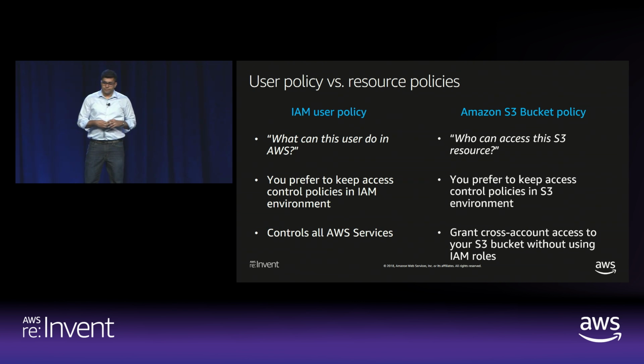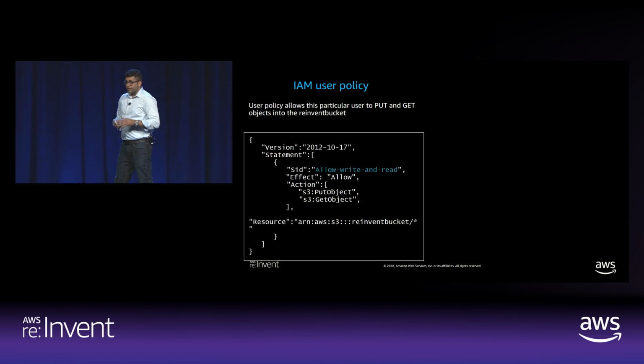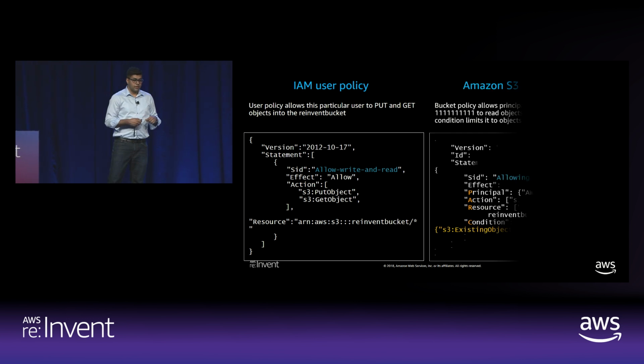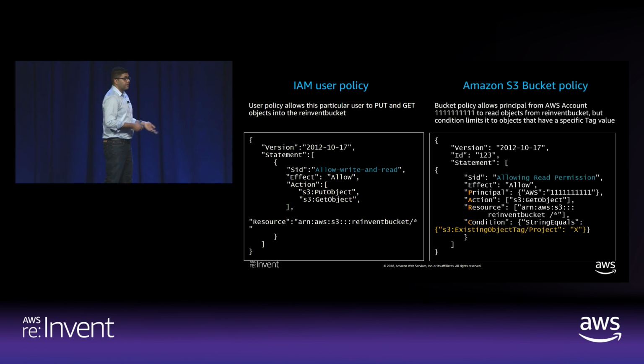So let's take an example. On the left, you see a user policy that is hanging off a particular user. This particular user can do a put object or a get object on my reinvent bucket. On the right-hand side, I have the S3 bucket policy. I've highlighted the PARC, which stands for principal, action, resource, and condition. That's your PARC model when you write a policy.